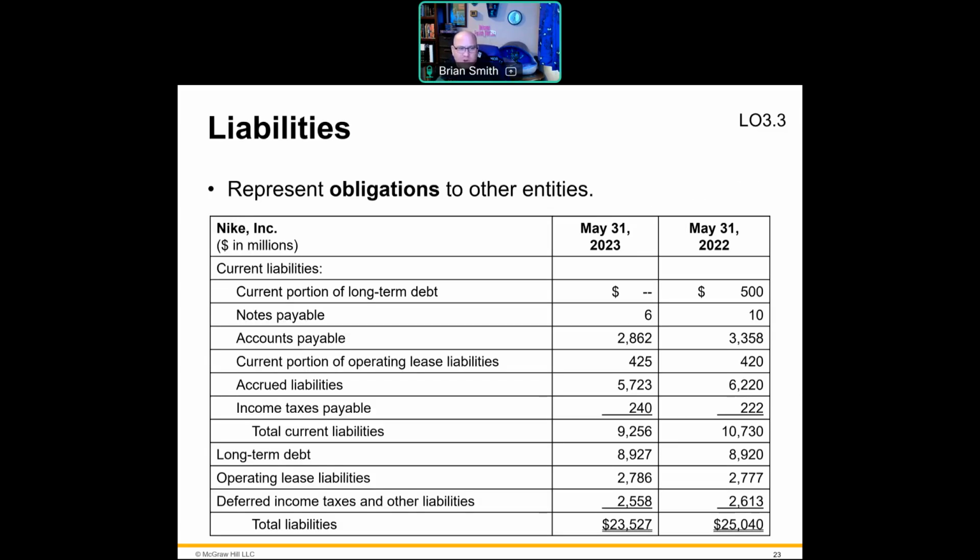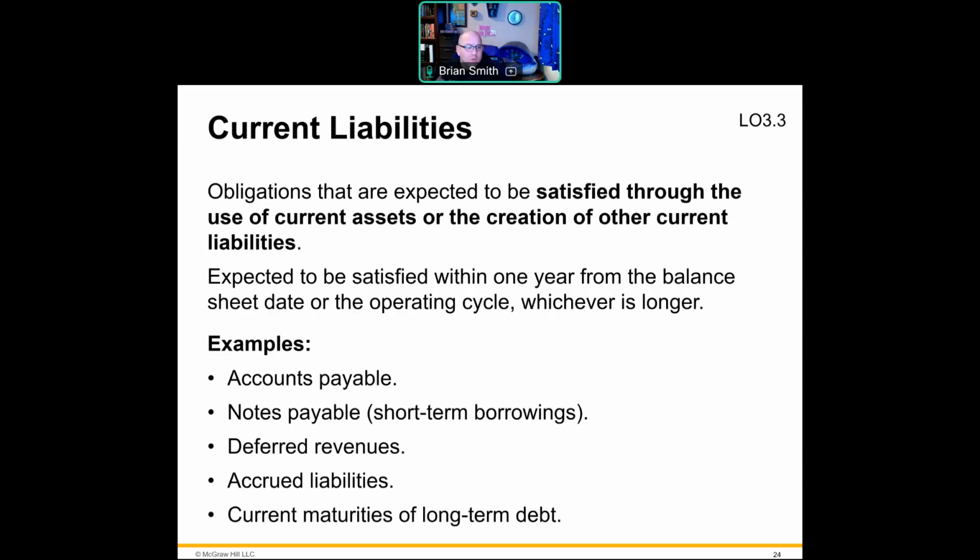Liabilities, here you go again. You have the current, you have the long-term, other operating lease liabilities, deferred income taxes. Basically, things that we've received, the bills and stuff like that, we haven't paid yet. Sorry, my brain is a little scattered right now. I apologize. I'm blaming the cold.